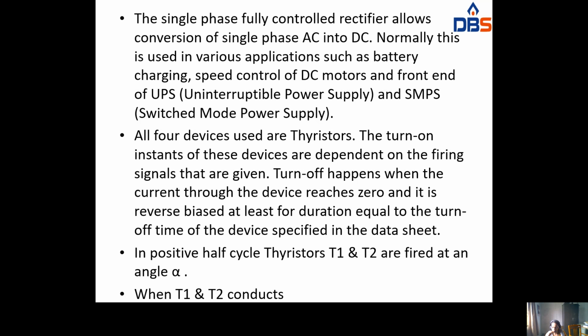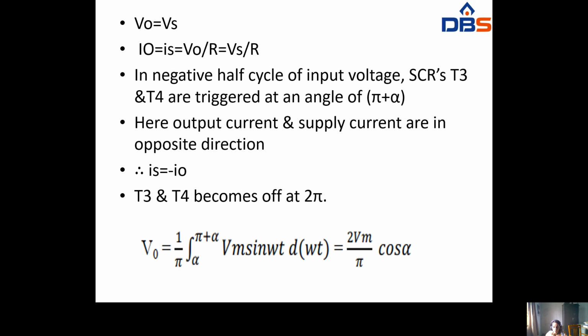So in the first half cycle, the thyristors T1 and T2 will be fired at an angle alpha, and T1 and T2 will be conducting. Okay, so here Vo equals Vs and Io equals Is equals Vo by R, and that implies Vs by R.